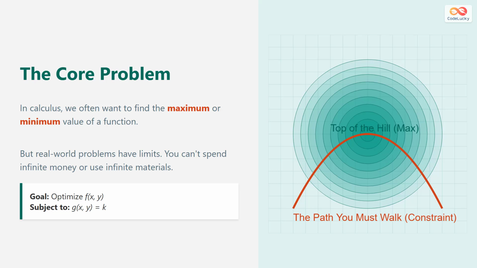Let's start with the problem itself. In optimization, we usually want to find the highest point on a hill, which is the maximum of a function f of x and y. However, in the real world, we are often constrained. Imagine you want to climb to the highest point on a hill, but you are forced to walk only along a specific path, shown here in red. This path is our constraint, g of x and y equals k.